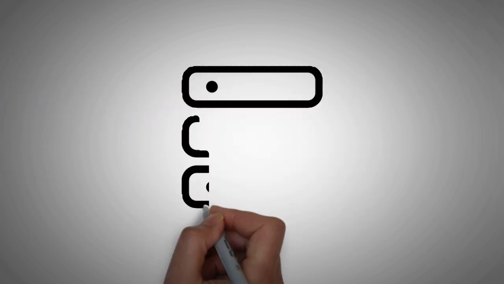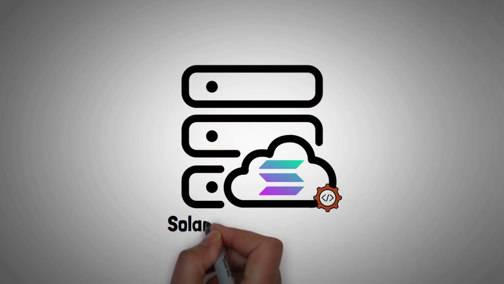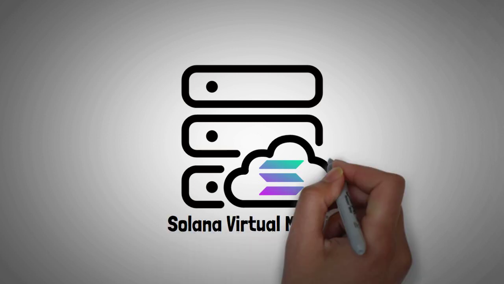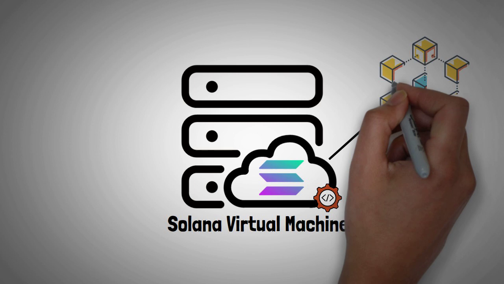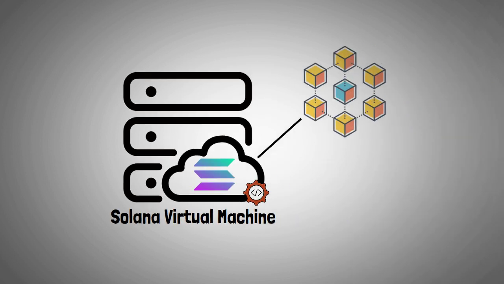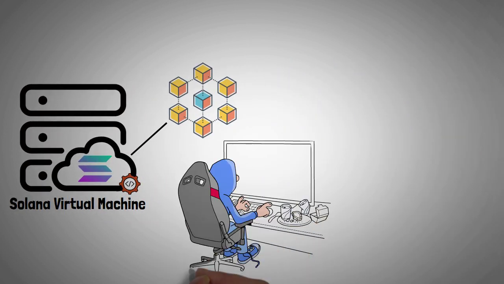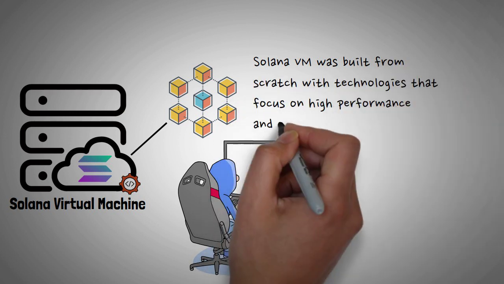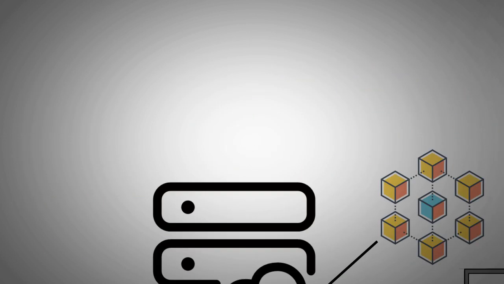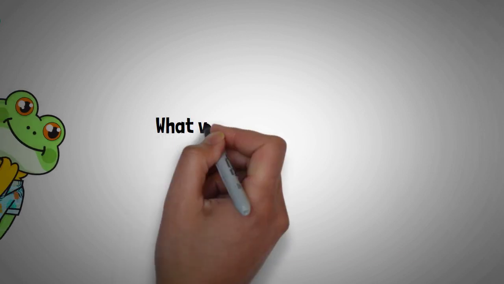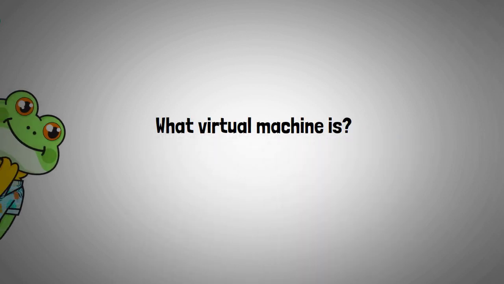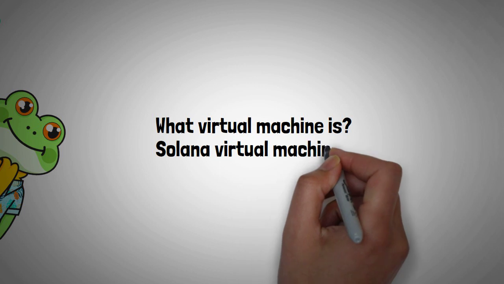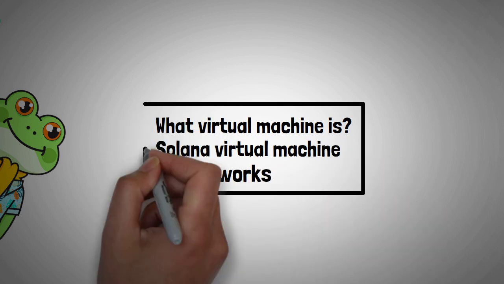However, the Solana Virtual Machine, one of the newest prototypes of a virtual machine built to power smart contract blockchains, is emerging as a competitor. According to developers, Solana VM was built from scratch with technologies that focus on high performance and overall agility. In this video you will learn what a virtual machine is. You will also learn about the Solana Virtual Machine and how it works. So let's get to it.